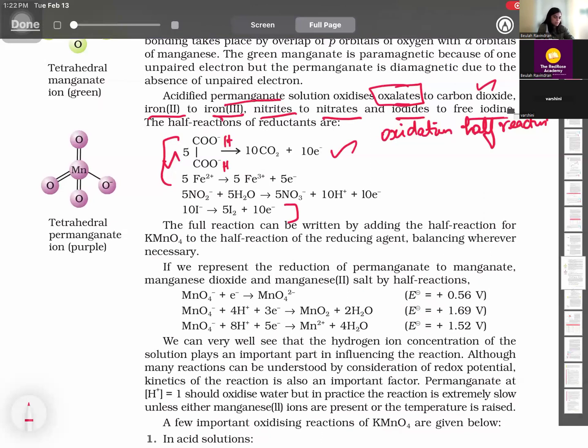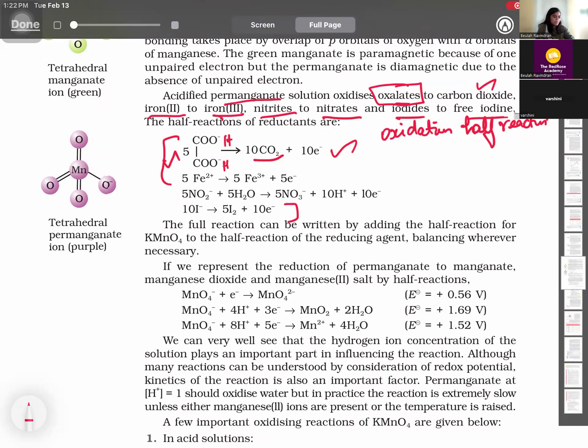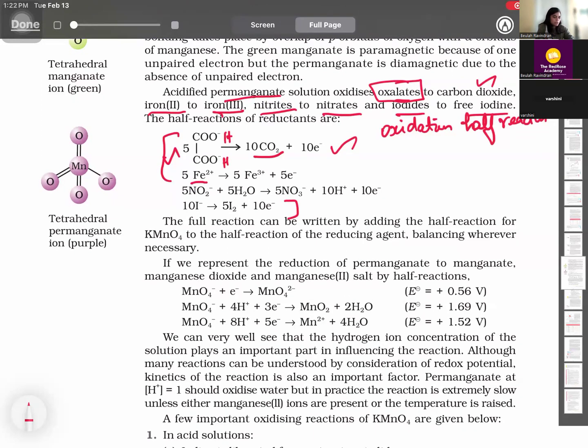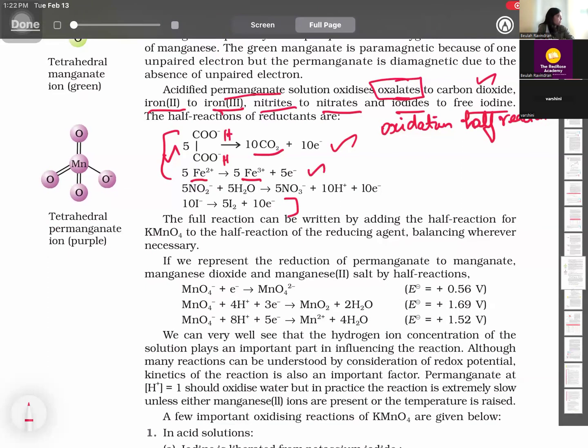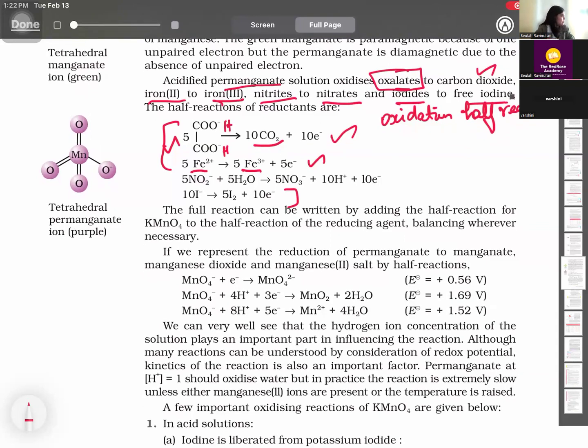So it oxidizes oxalates. This is an oxalate. In an oxalate, you might have seen alkyl groups with two COOH attached. The oxalate is now oxidized to carbon dioxide by releasing 10 electrons. Then Fe2+ is oxidized to Fe3+ by releasing 5 electrons, because 5 Fe2+ releases 5 Fe3+.